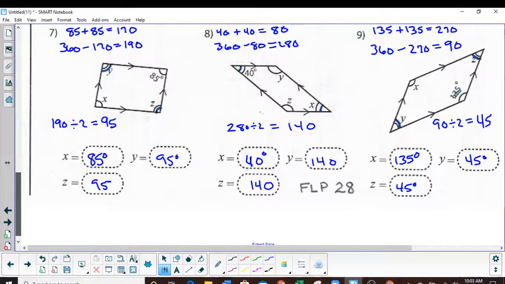Remember, there's already an angle here, and if you take that, add it to that, add it to that, add it to that, they're always going to equal 360 for all quadrilaterals.